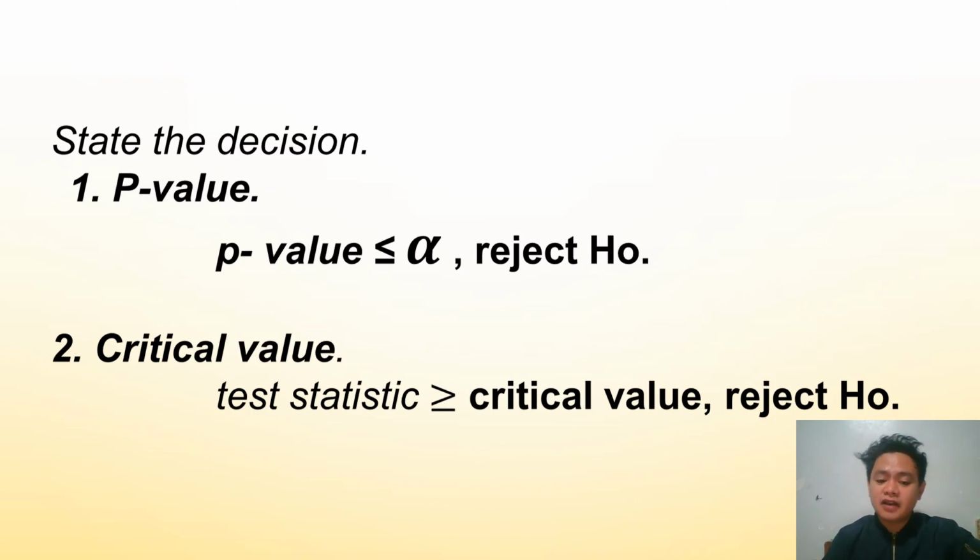Now, in the critical value approach, it is the opposite. In the critical value approach, if the test statistic, or the computed statistic, is greater than or equal to the critical value you found in the table, all you have to do is reject the null hypothesis. Otherwise, accept the null hypothesis. So you can choose between the p-value approach or the critical value approach.